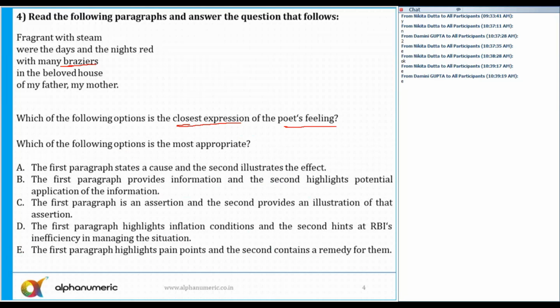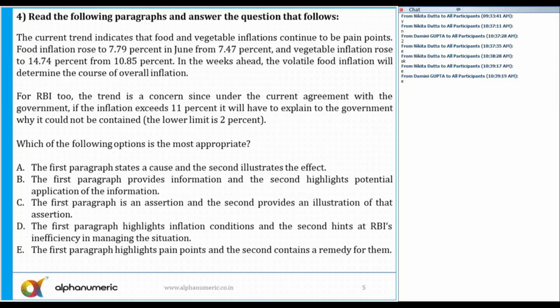Number four. Now the current trend indicates that food and vegetable inflation will continue to be pain points. Food inflation has risen from 7.47 to 7.79. Vegetable inflation also is 14.74 now. In the weeks ahead, the volatile food inflation will determine the course of overall inflation. So it is food inflation which determines the overall inflation.